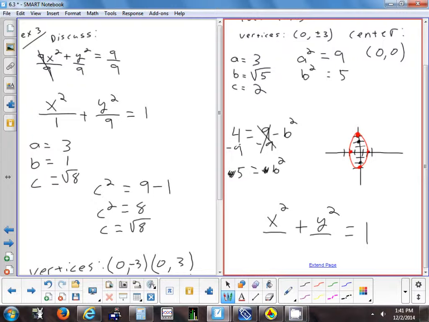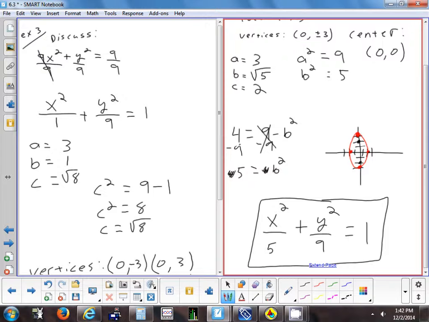So where do you want to put the 9? Under the y. Put the bigger number under the y. That'll make that major axis vertical. Put the smaller number under x. Okay, so there's one. They didn't ask us to sketch it, but we sketched it using the 2 vertices and b. B is the distance from center to the minor axis, where it hits the ellipse. So major axis, minor axis.